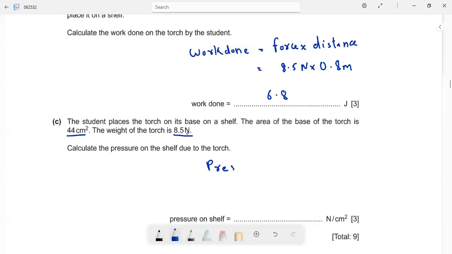So the equation for pressure is force divided by area. Here the force is 8.5 newtons, divided by 44 centimeters squared. So when you divide, you will get the answer as 0.19 newtons per centimeter squared.